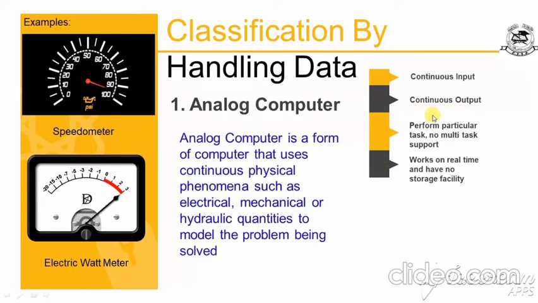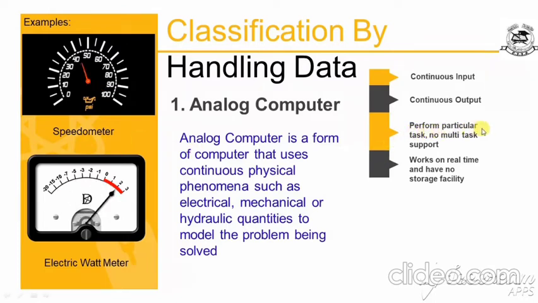The analog computer takes continuous input and gives continuous output. You may have seen that speedometer continuously work with the car. When the car is going on, the speedometer will show the speed continuously. When the car is stopped, the speedometer will stop automatically.